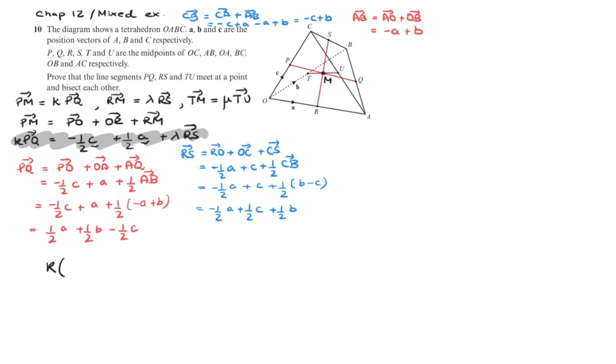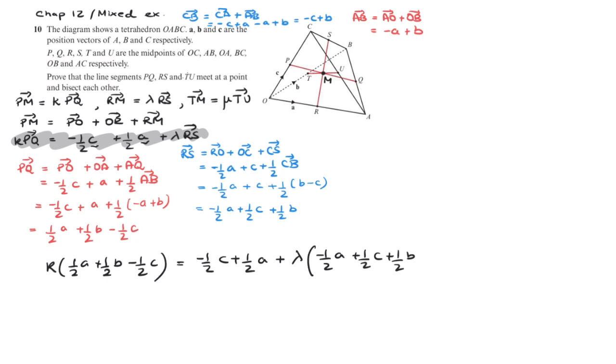So K times PQ, which is half of A plus half of B minus half of C, is equal to minus half of C plus half of A plus lambda of minus half A plus half of C plus half of B. Okay, so that is my one full equation with K and lambda unknown. So I'm just going to expand this and put the coefficients of A and B together. So half of Ka plus half of Kb minus half of Kc.